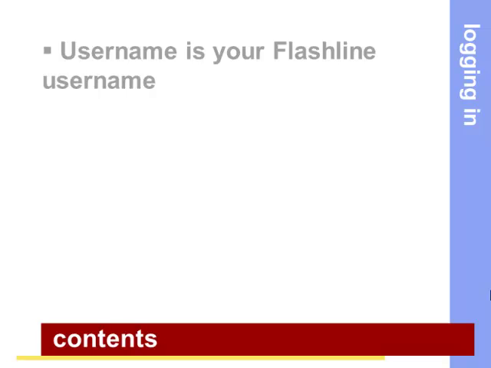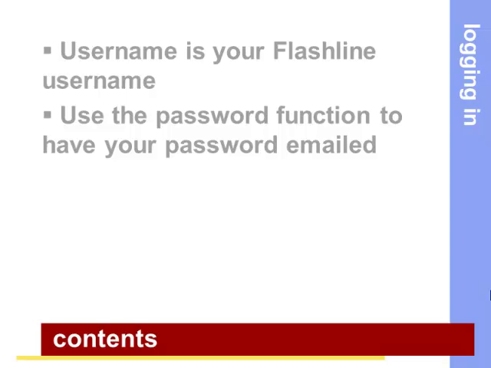So here's the difference: your username is without @kent.edu, and your email address is the full thing, including the @kent.edu. So your username in FolioWeb is the same as your Flashline username, just the first part of your Kent email. Your password is not the same as your Flashline password unless you change it to your Flashline password.